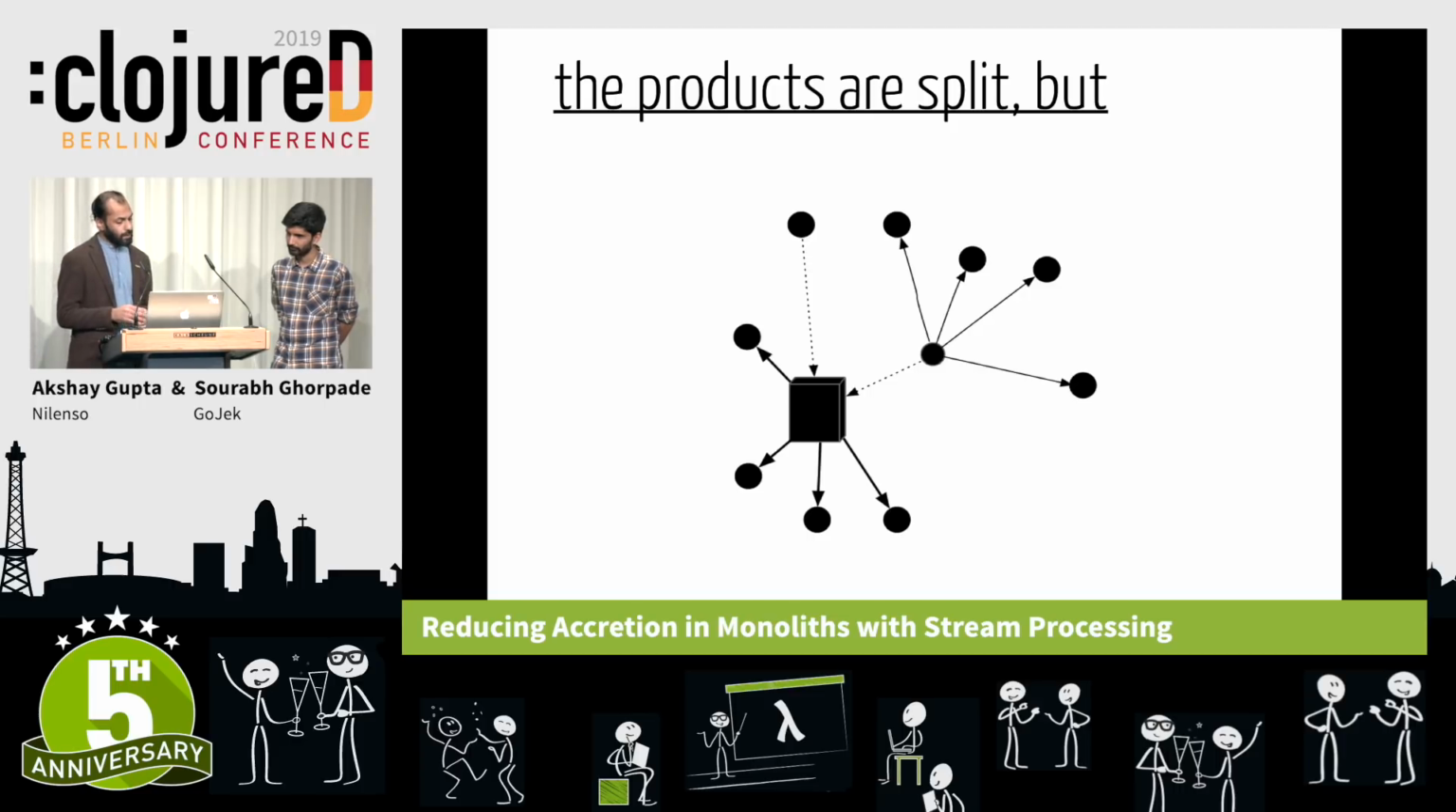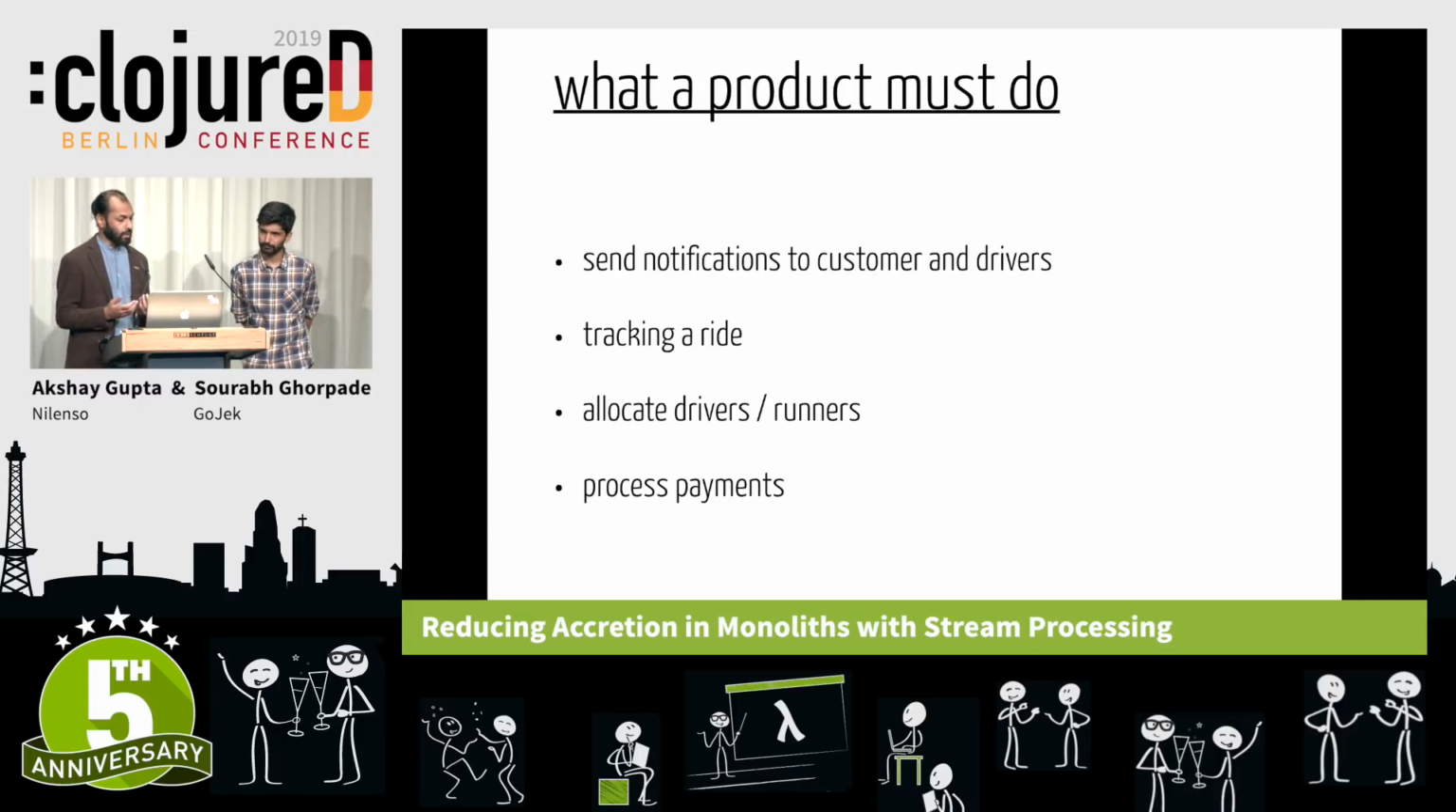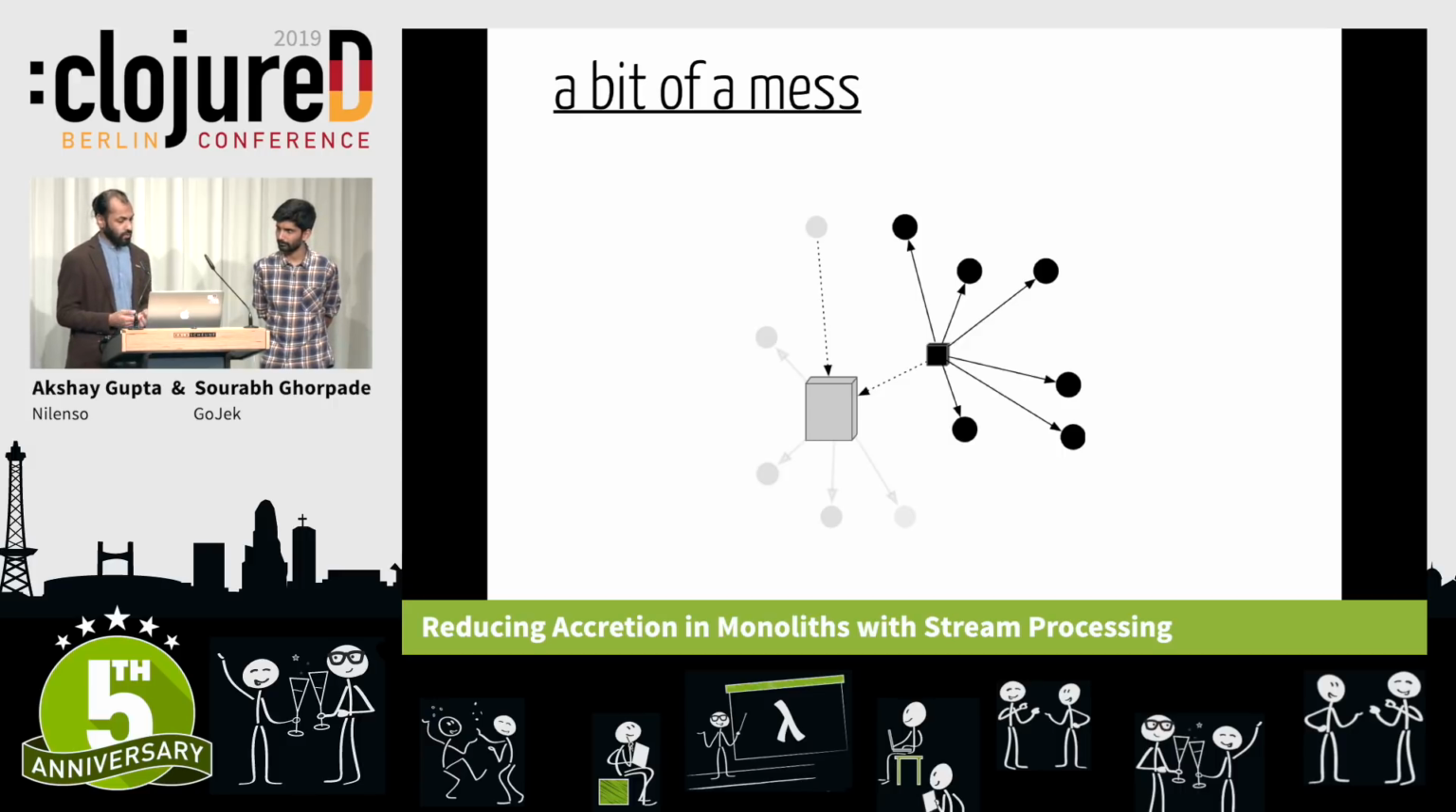The products have now split apart, but that doesn't necessarily mean the number of dependencies has fundamentally reduced. Each of these products continues to want to do the things that they need to do at a bare minimum. Some of the things a product would do are sending notifications to customers and drivers if their cab has arrived, tracking a ride on the screen, allocating the drivers themselves, and processing their payments. This is, of course, not an exhaustive list. There are a dozen other things that a product usually tends to do at Go-Jek. So if you look at it from the outside, this is a bit of a mess.